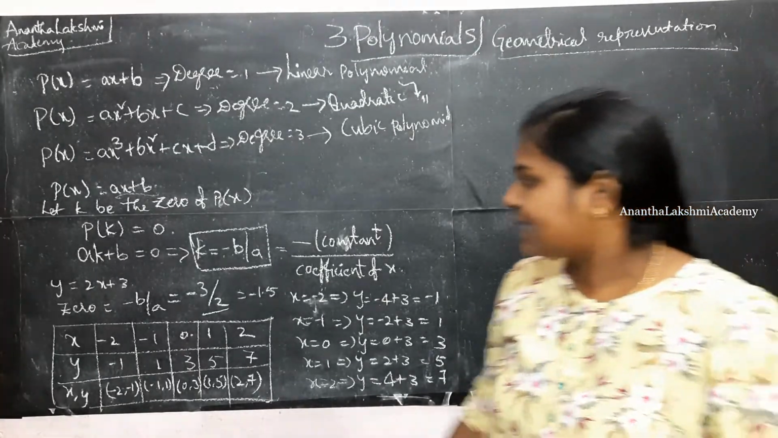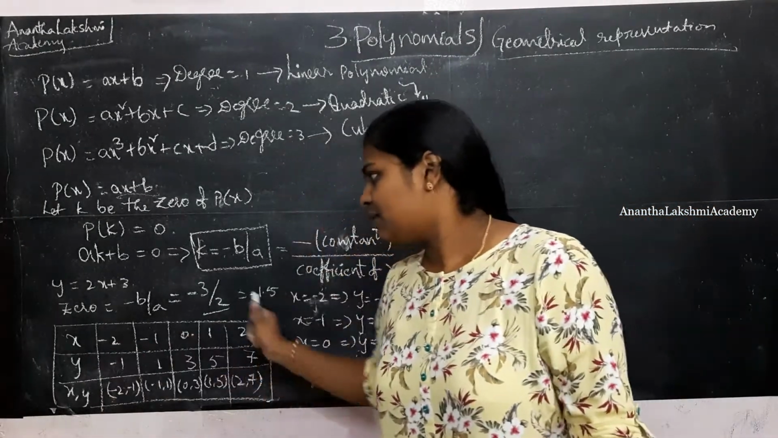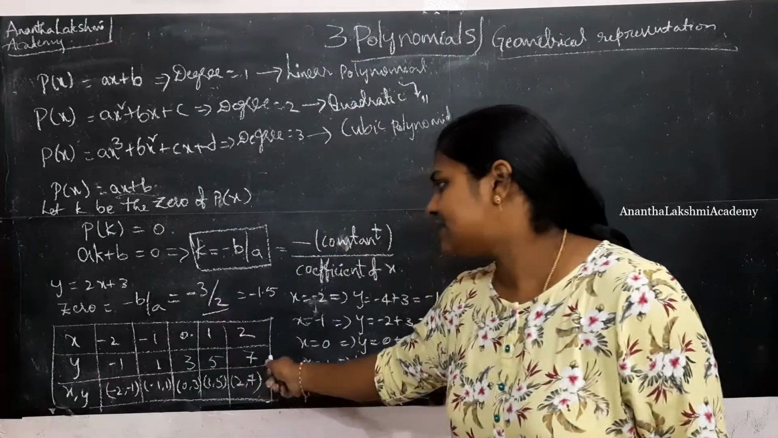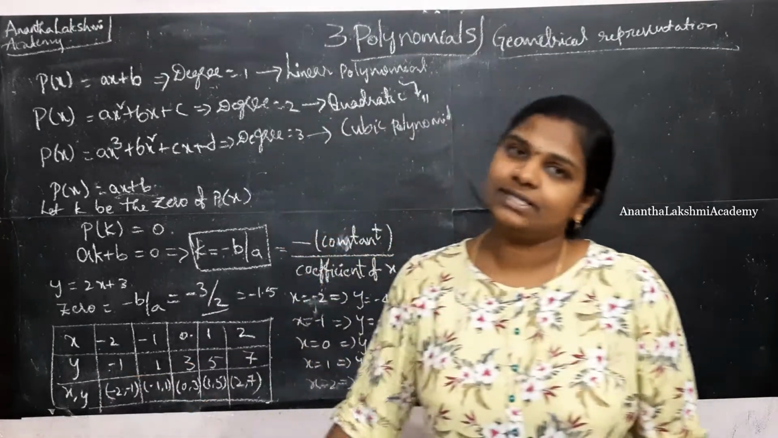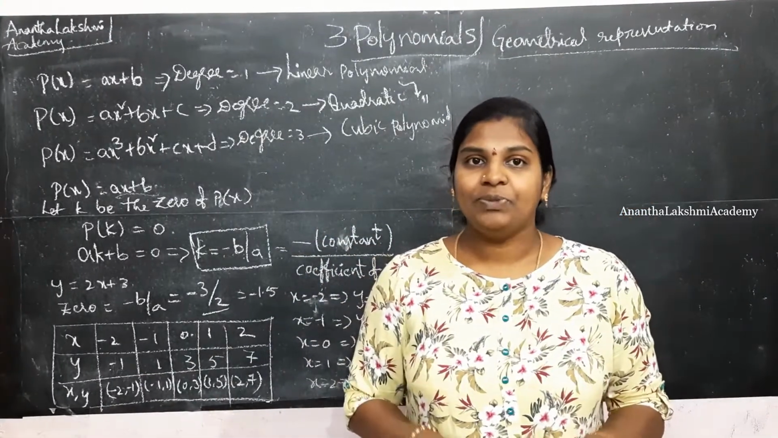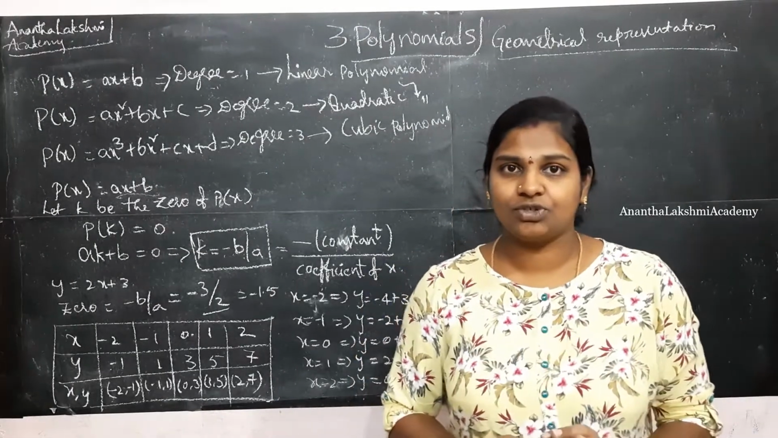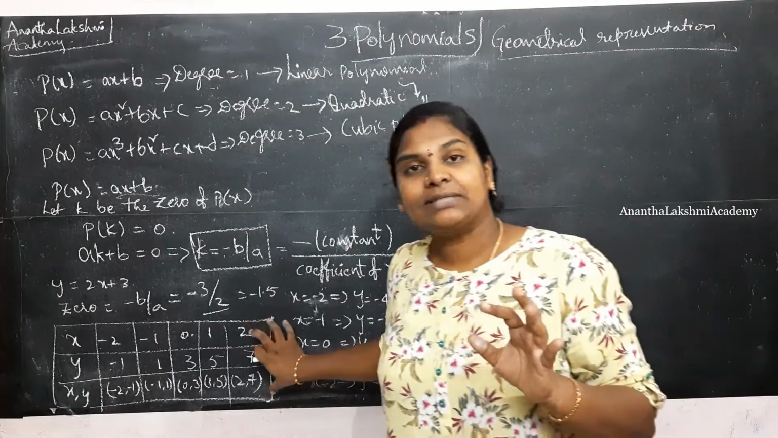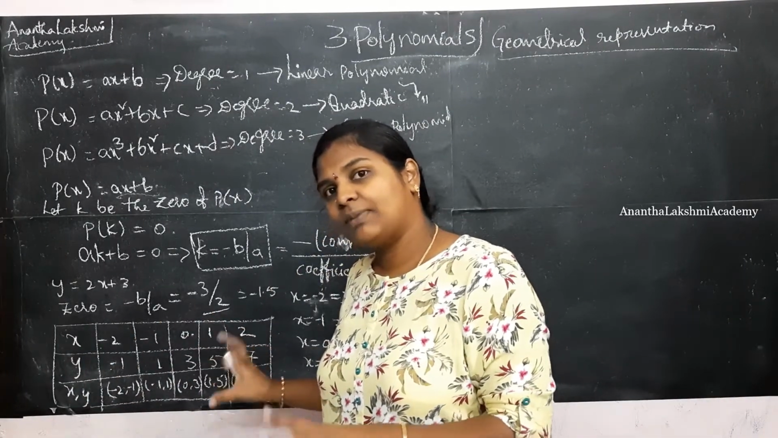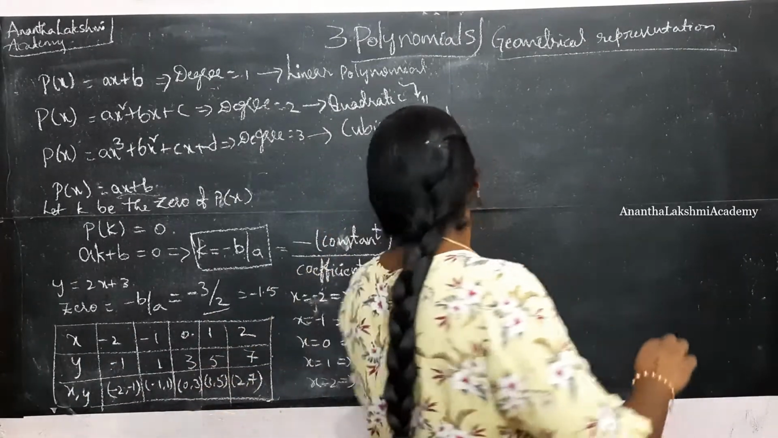Now, the maximum value of x is 2 and the minimum value is minus 2. And likewise, the maximum value of y is 7 and the minimum value is minus 1. So, now that you know the values of x and y, within the graph, you have to make sure you are covering the maximum and minimum values. Your scale has to be taken in such a way that it covers both maximum and minimum values. All right.